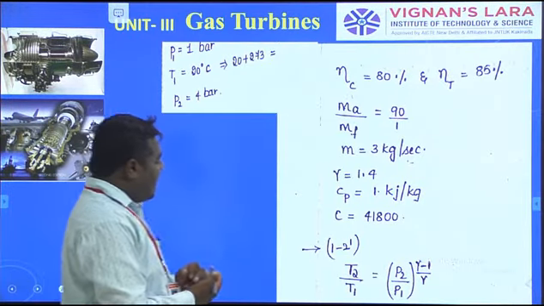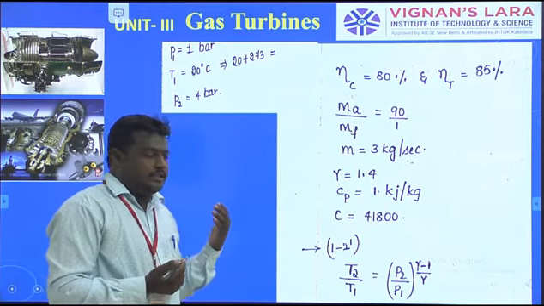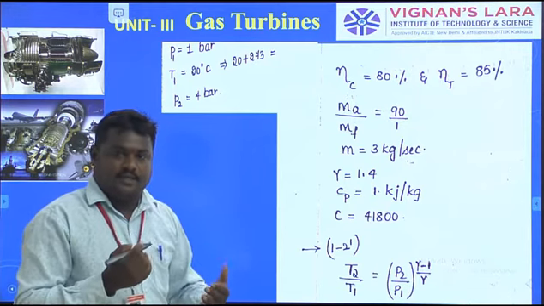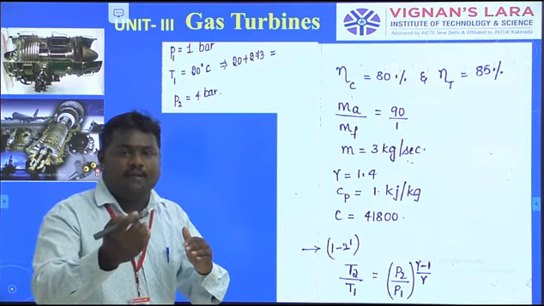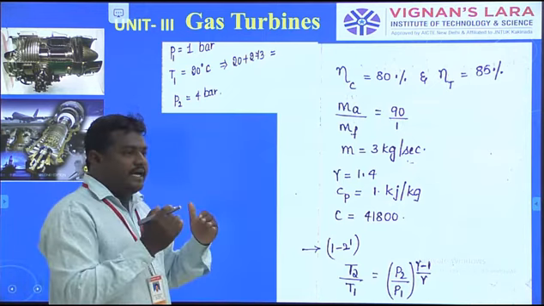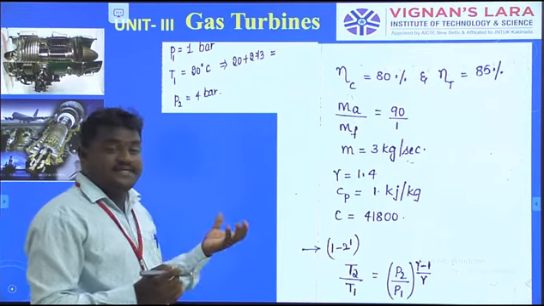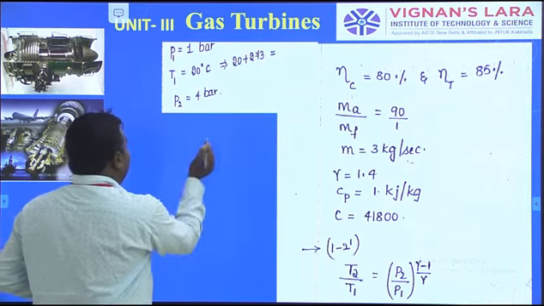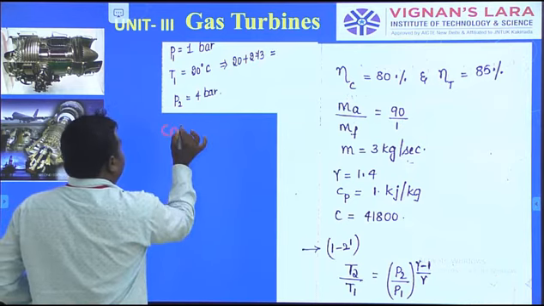Already the problem says the air enters into the compressor. Whenever air enters the compressor, the pressure is there, which is part of the given data. We have to write the given data first. So, given data.